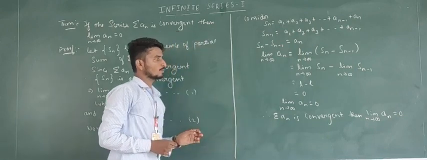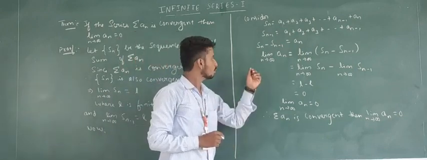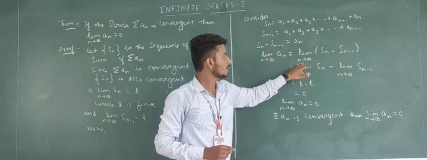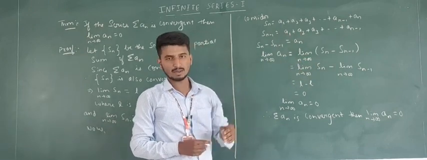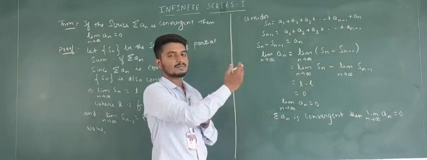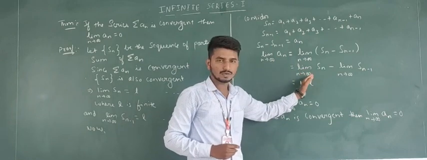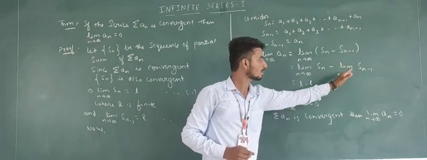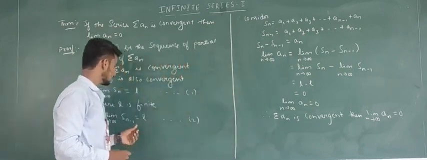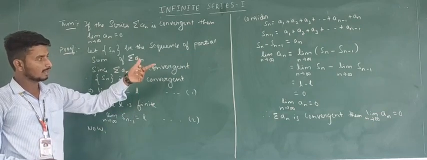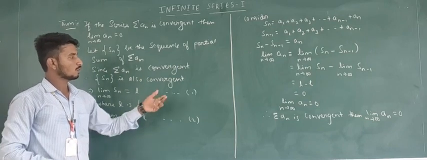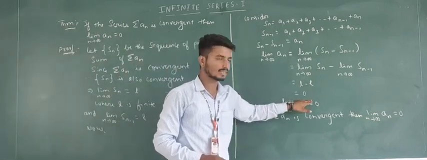Next we apply limit on both sides: limit n tends to infinity an equal to limit n tends to infinity Sn minus Sn minus 1. We write the limits separately: limit n tends to infinity Sn minus limit n tends to infinity Sn minus 1. The value of limit n tends to infinity Sn is L, and limit n tends to infinity Sn minus 1 is also L. So L minus L is nothing but 0.